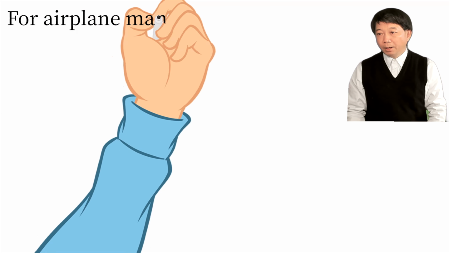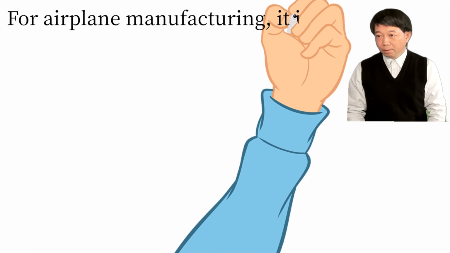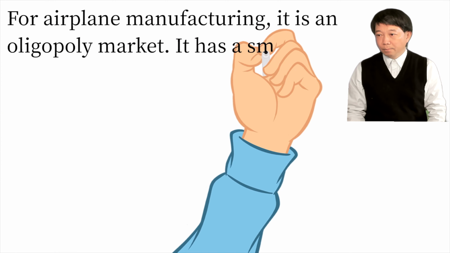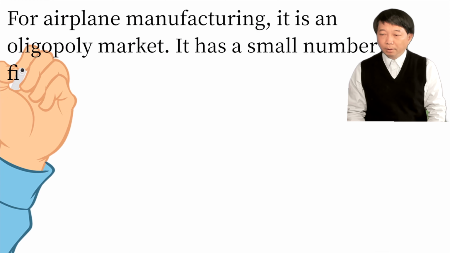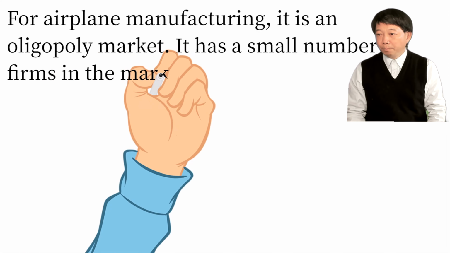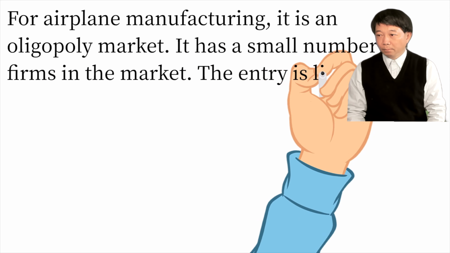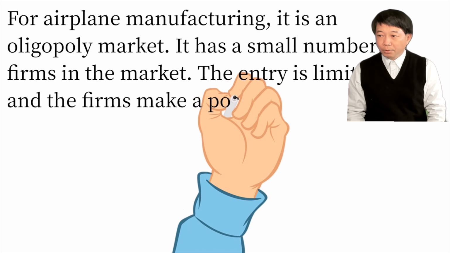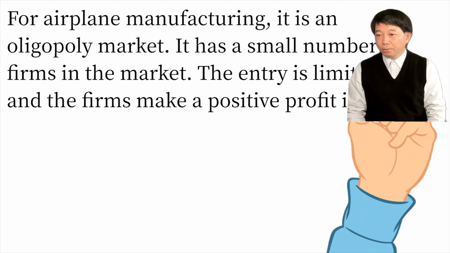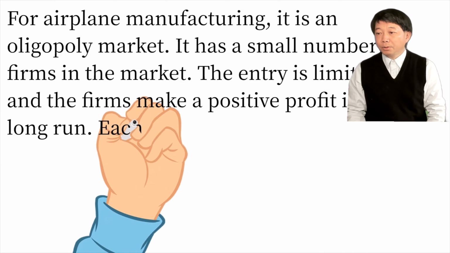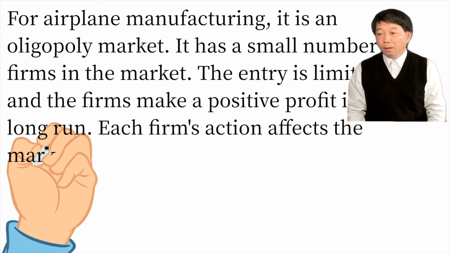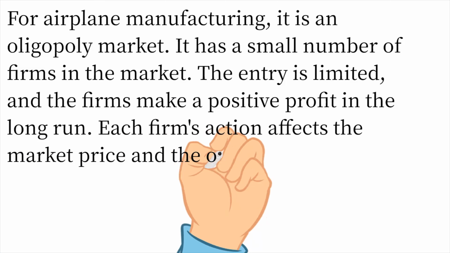For airplane manufacturing, it is an oligopoly market. It has a small number of firms in the market. The entry is limited and the firms make a positive profit in the long run. Each firm's action affects the market price and the other firm's decisions. They are price setters. These are the properties of the oligopoly structure.